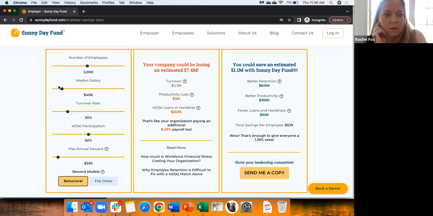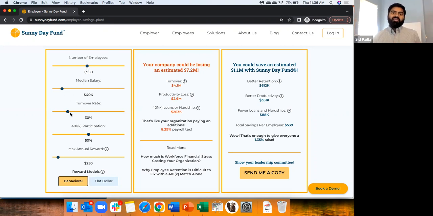Imagine I'm an employer with about 2,000 employees. My median salary is around 40,000. I was talking with a manufacturer the other day. Their turnover rate was around 30%, so let's keep it there. They had a higher 401k participation, around 80%. As you can see, as I'm moving numbers, certain things are changing. And this employer is a little more generous, so I'm going to up it to $400, which is a significant number. That's what most people here in America are unfortunately unable to handle as an emergency expense.